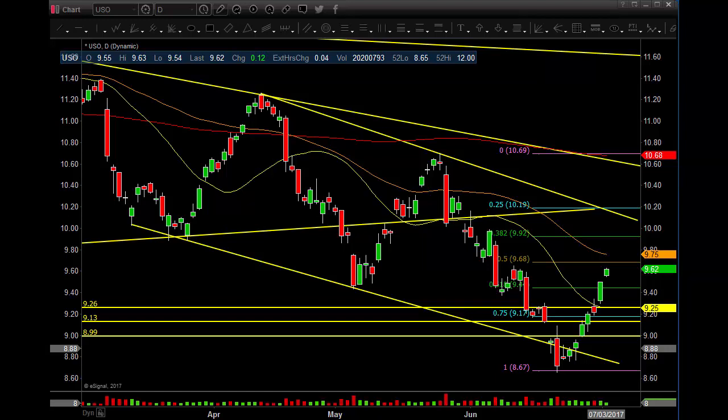Today we're looking at the USO, the UUP, the GLD, and the TLT. We follow the daily, weekly, monthly time frames. We use technical analysis here at StockBookie.com. All right, let's get right to the USO daily chart.